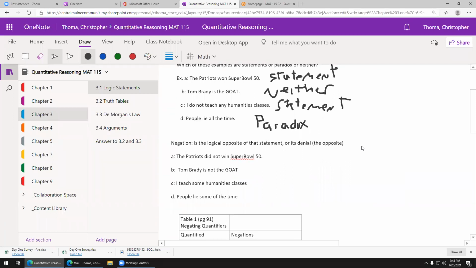All right, a negation is the logical opposite of the statement, or its denial, basically the opposite, right? So a negation of A is the Patriots did not win Super Bowl 50. It's the opposite. They win or they did not win. Tom Brady is not the GOAT. I teach some humanities classes. People lie some of the time, right? And sometimes when you do the opposite, you actually end up fixing the problem, right?